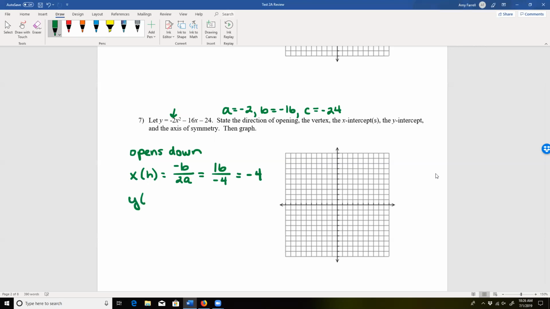The y-coordinate of my vertex, which is also known as k, so maybe you learned it as k, we just take the x-coordinate and we plug it in to the equation.